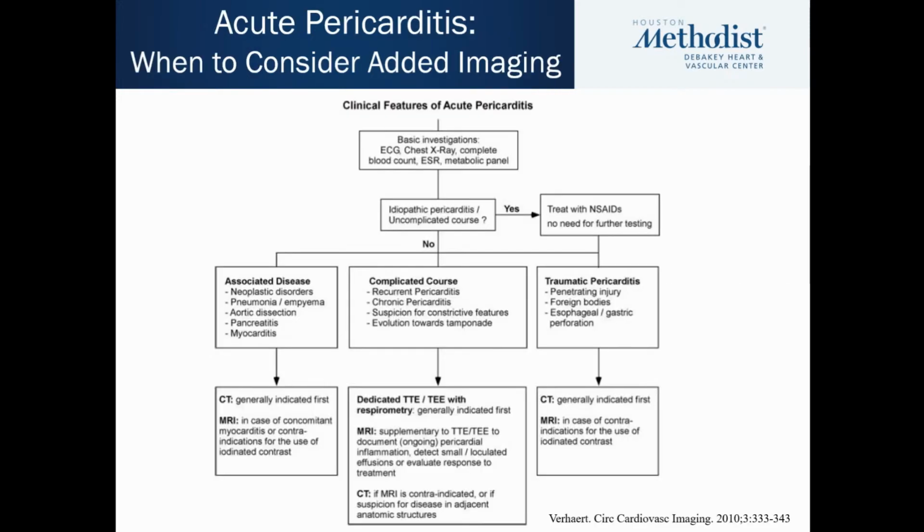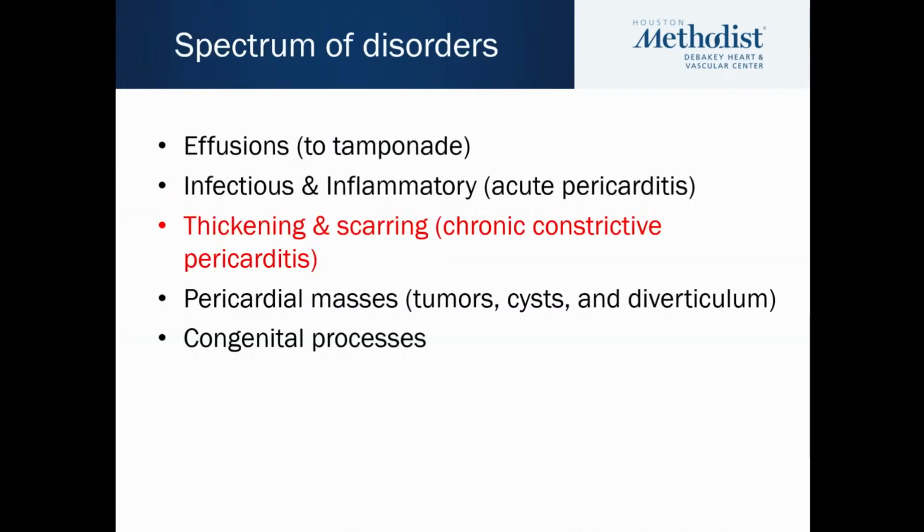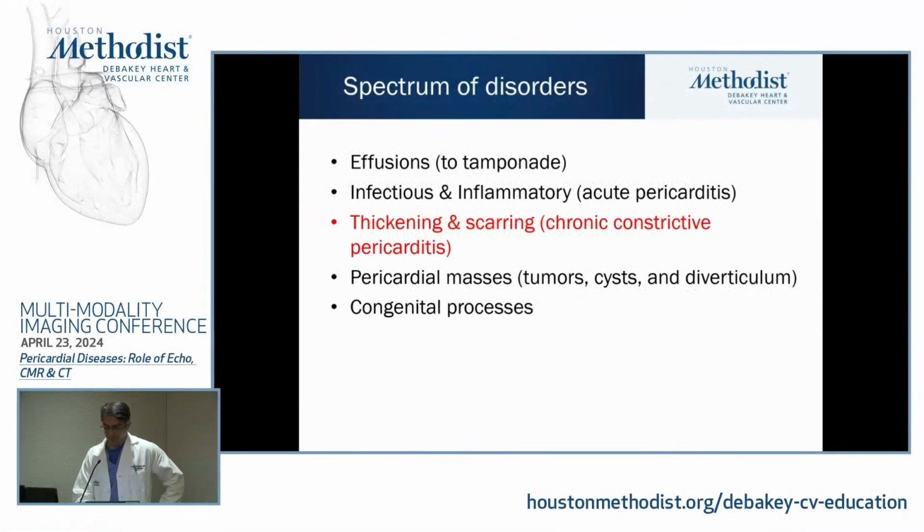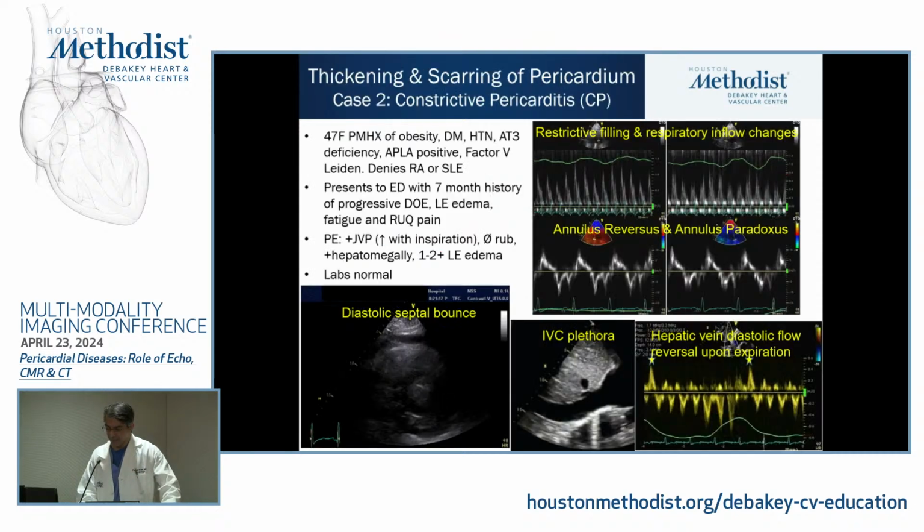So when it comes to considering acute pericarditis, when do you consider treatment? Long slide, but I think whenever you have a complicated course, you should definitely be getting it. Or when you have non-diagnostic studies, you should be getting a cardiac MRI. All right, so we'll move on to the next phase of this talk, which is really the thickened and scarred constrictive pericarditis, and we'll see how CMR can add value here.